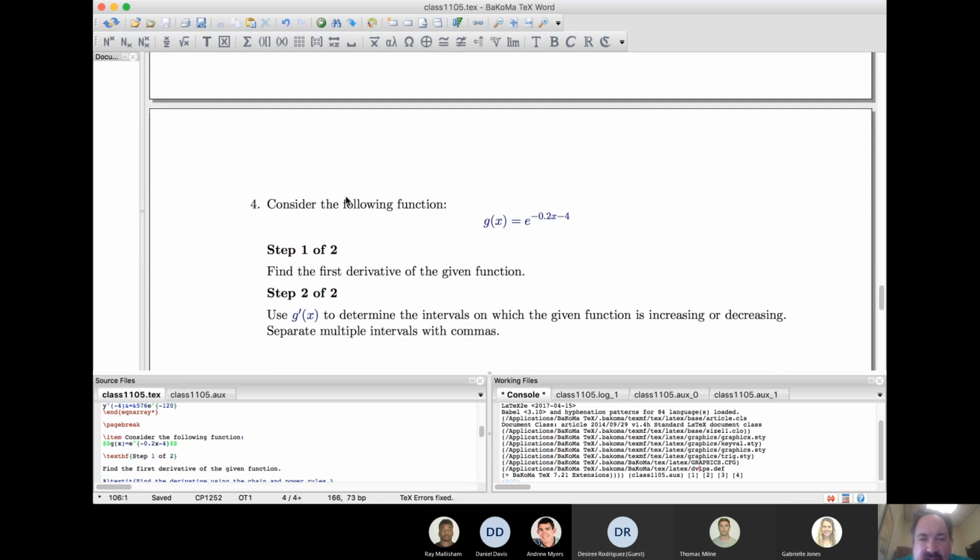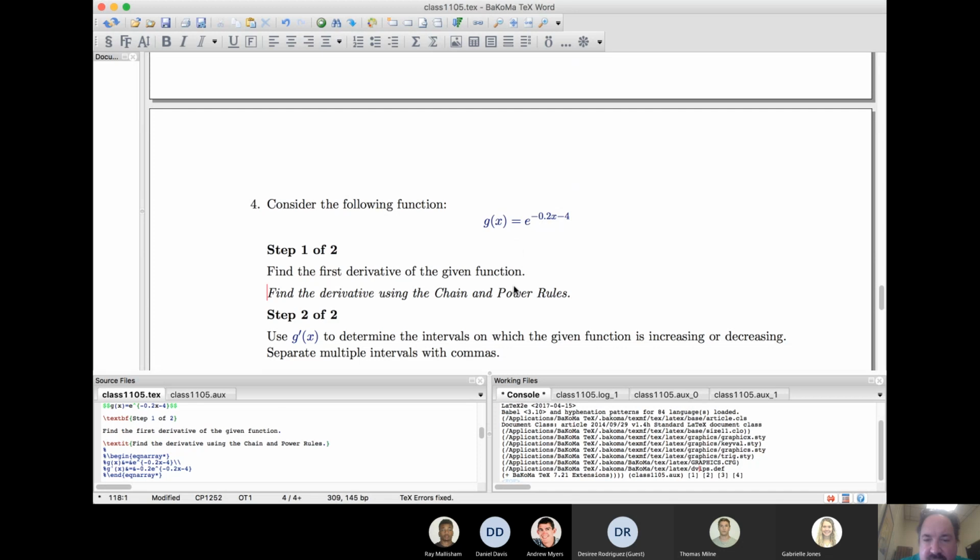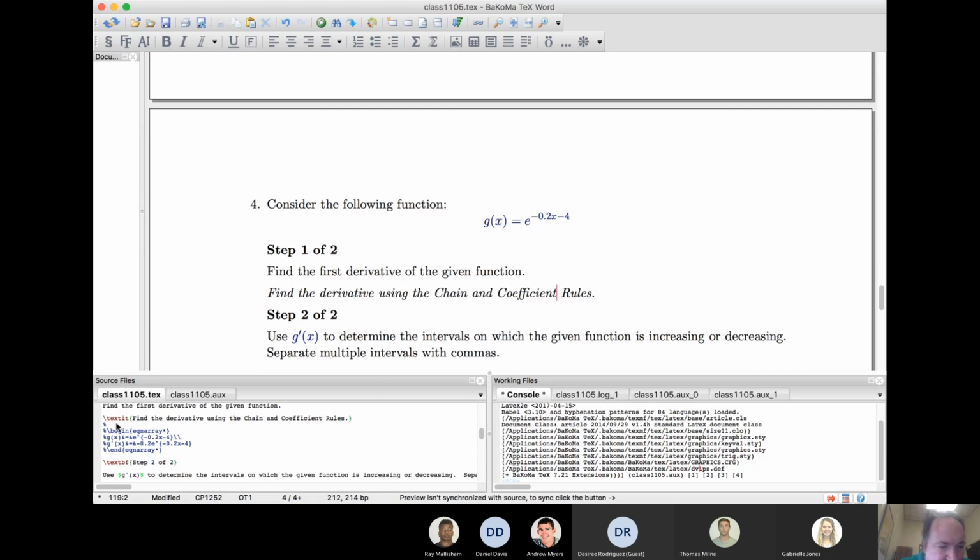Right. Here's the kind of problem that you've already seen for other functions, but now we're going to carry it out for an exponential. Take a derivative and then find out where the function is increasing or decreasing. So just like in the previous problem, we're going to use the power rule. Actually, we won't need the power rule for this. The coefficient rule is more appropriate because we have just x to the first power.